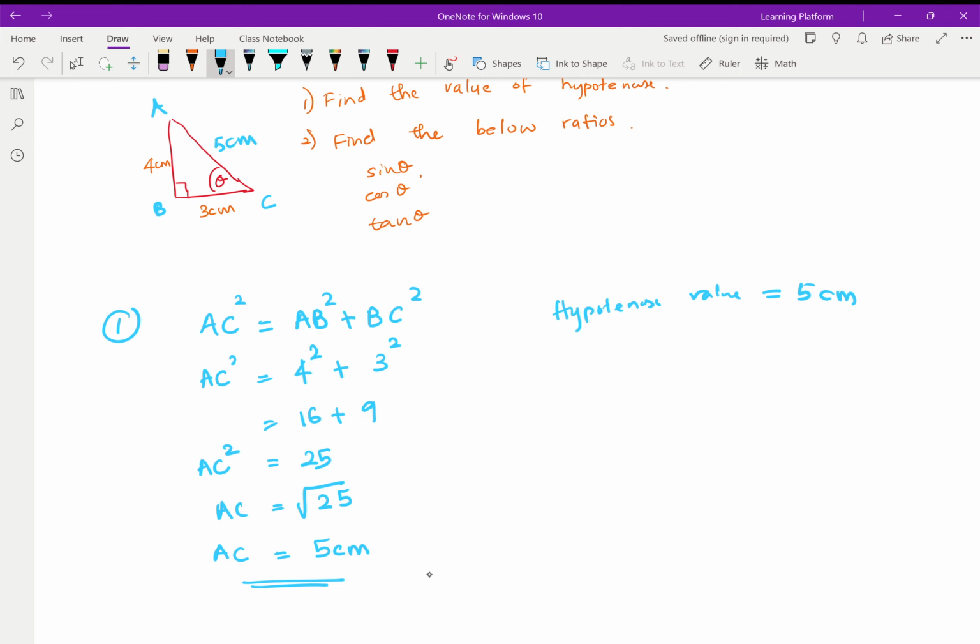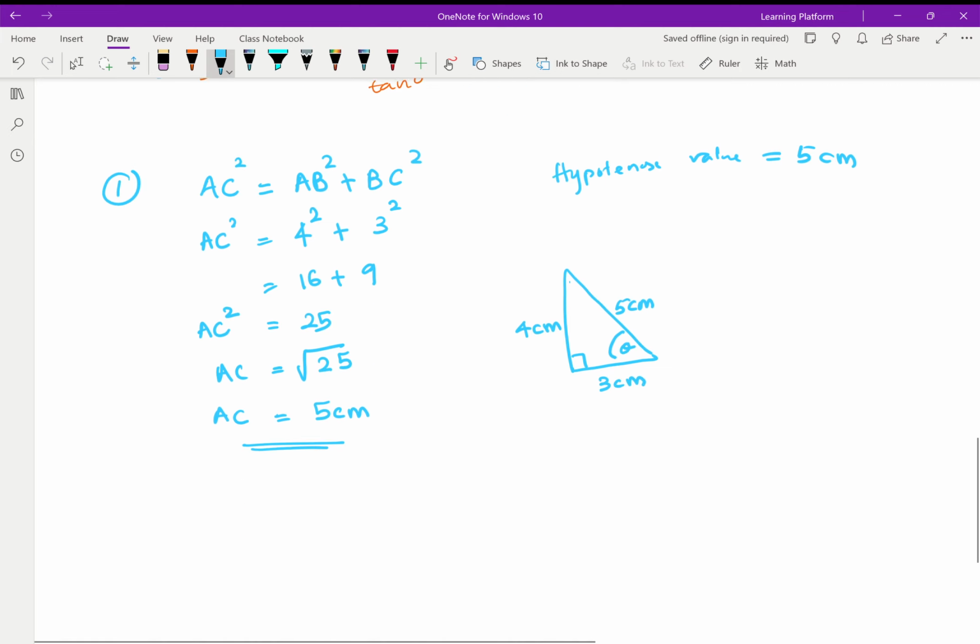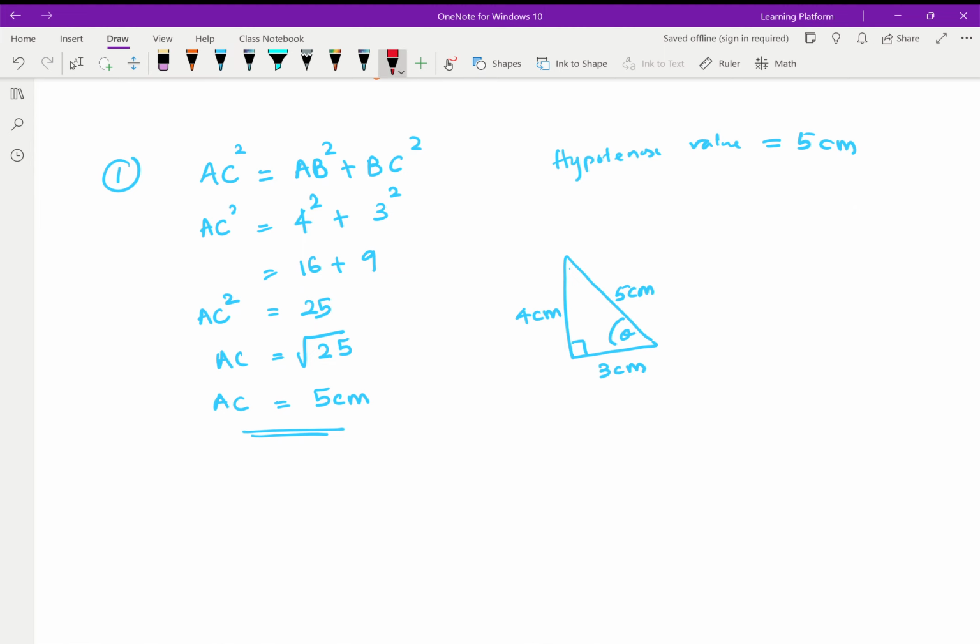Now you can write it on the triangle given here. This is 5 centimeter, this is 4 centimeter, this is 3 centimeter. Now we'll find the three ratios. Sin theta, you can remember, what is sin theta? Opposite over hypotenuse. What is cos theta? Adjacent over hypotenuse. Tan theta is opposite over adjacent.